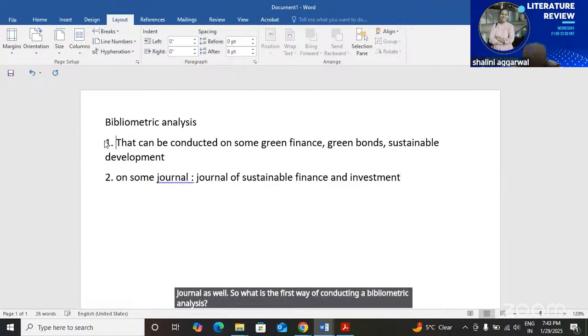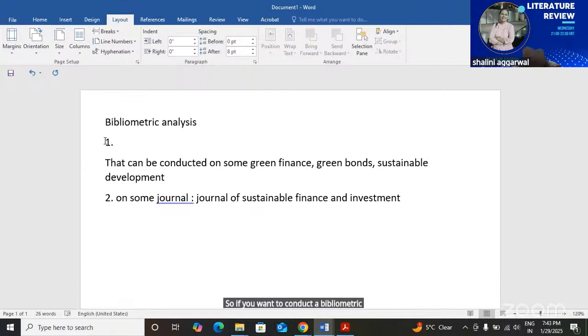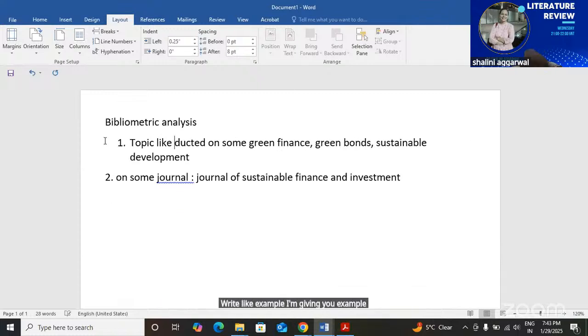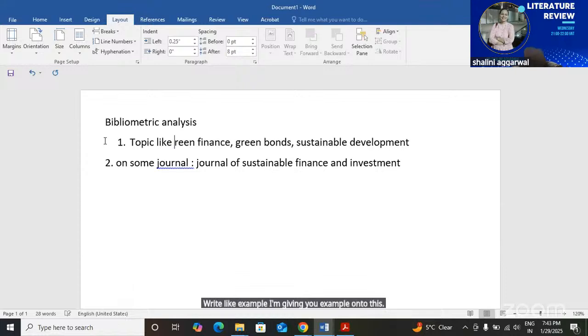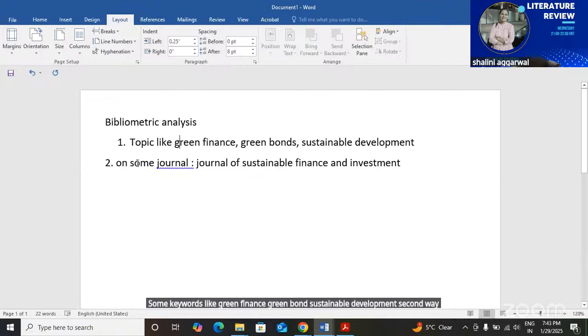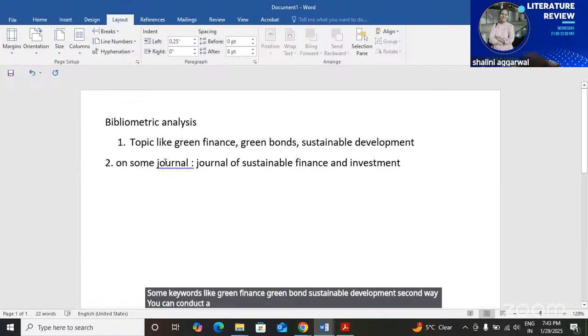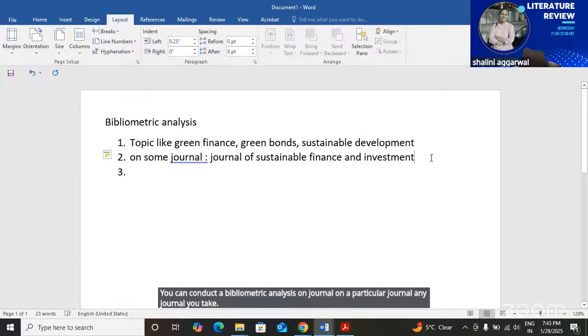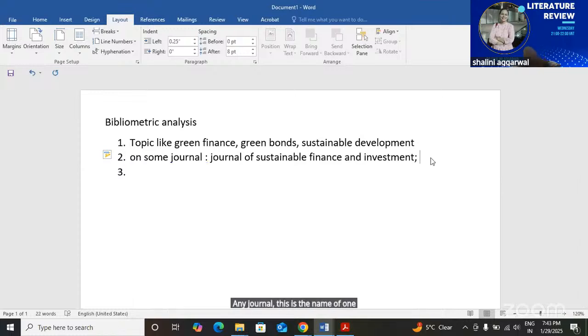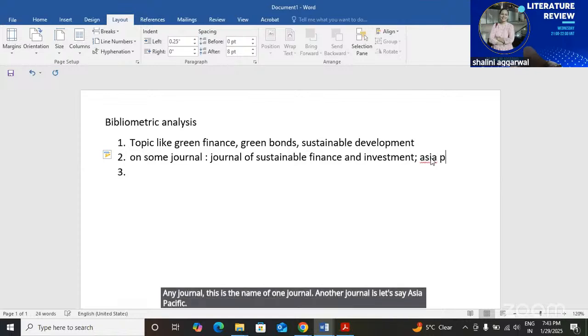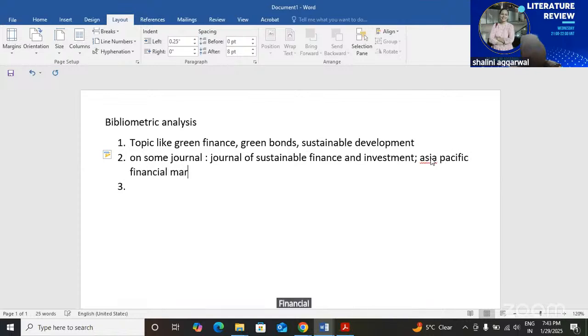So what is the first way of conducting a bibliometric analysis? It can be on some topic, like for example, some keywords like green finance, green bond, sustainable development. Second way, you can conduct a bibliometric analysis on a particular journal, any journal you take. This is the name of one journal. Another journal is, let's say, Asia Pacific Financial Market. Any journal you name, you can conduct the bibliometric analysis.